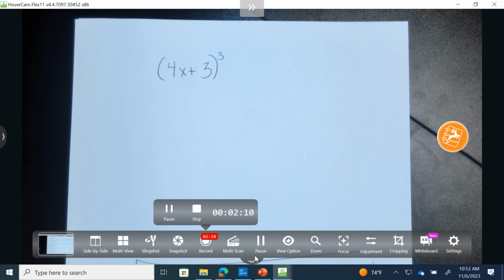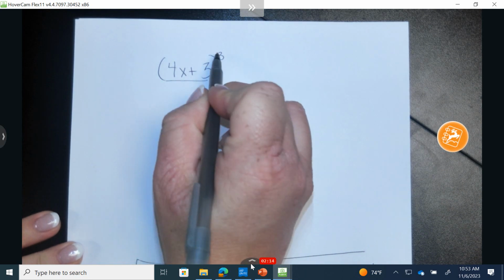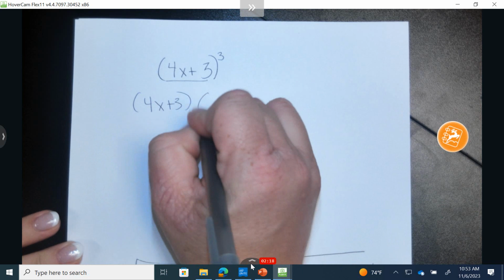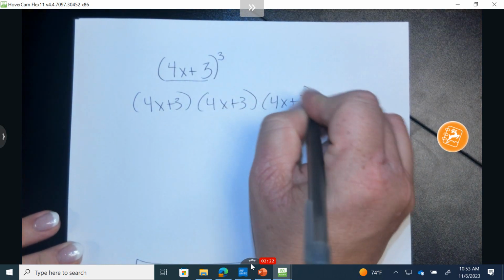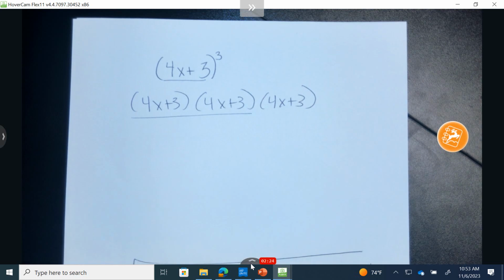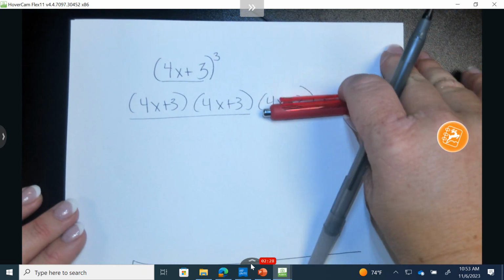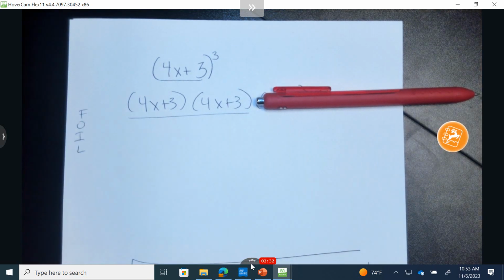So our second example means to take this quantity and write it down 3 times. 4x plus 3, I'm going to write it down 3 times. And I'm going to underline the first 2. I'm going to forget about this last one right now. And I'm going to FOIL: front, outside, inside, and last.